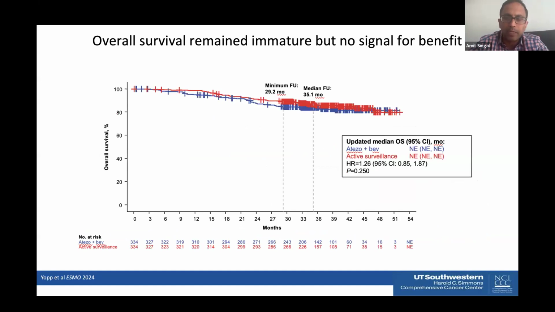Overall survival remained immature even at this further follow-up. However, there was no signal for any potential benefit in overall survival. You can see there the curves highly overlapping, hazard ratio, if anything, above 1.